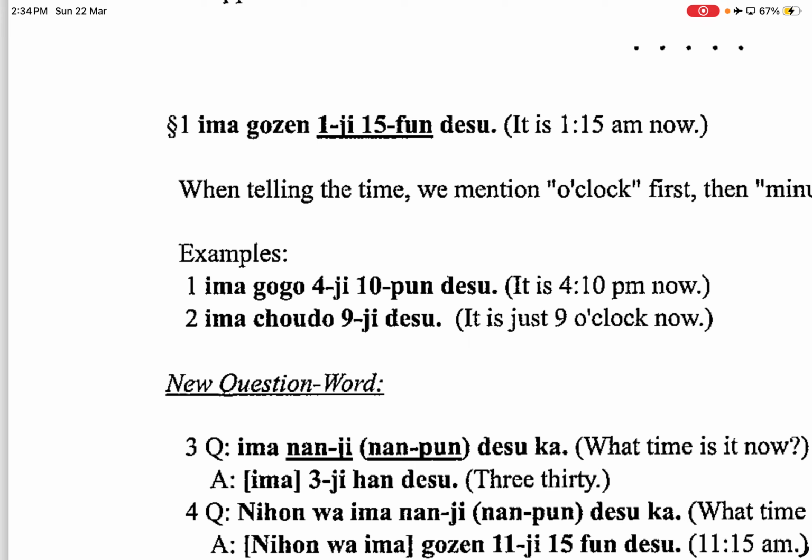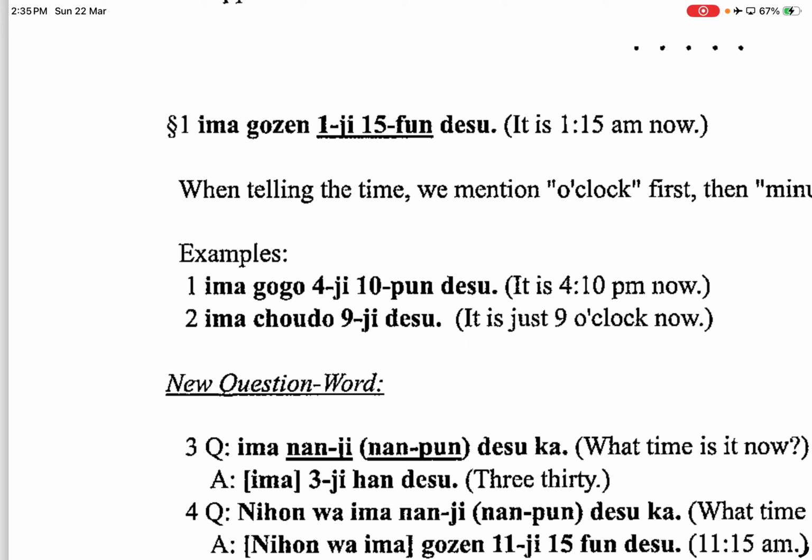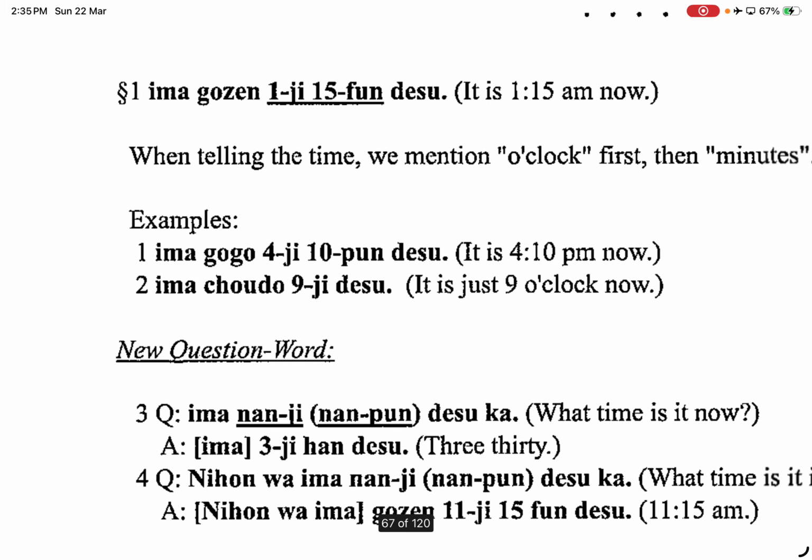For 15 minutes, for the minutes, it's not shi, it's yonpun. So we're using back the original counting system. The only unique thing about this is, for example, 6 is not ろくふん, but ろっぷん. Then for 8 is not はちふん, but はっぷん. So regarding this, you need to be aware of the PUN and the FUN, when we use FUN, when we use PUN. So this is for the minutes.